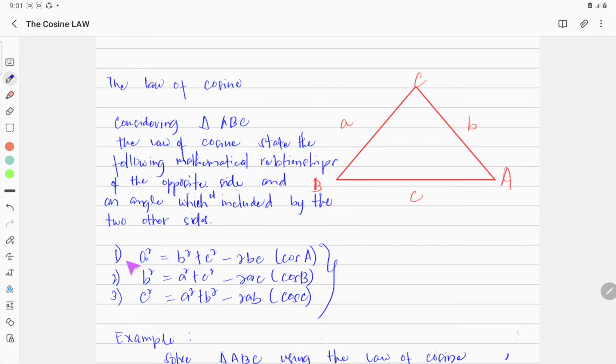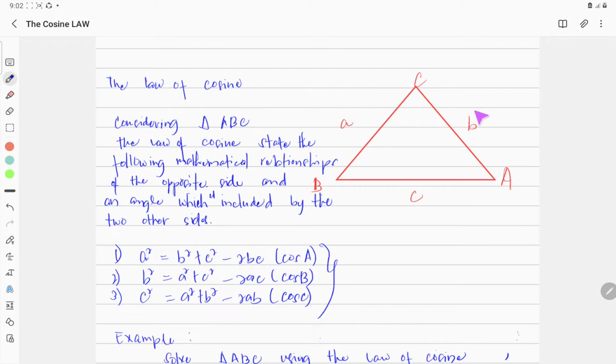The first one of the cosine law states that the square of the side is equal to the sum of the squares of the two other sides minus 2 times the two other sides times the cosine of A. So the pattern is: a squared equals b squared plus c squared minus 2bc cosine A. This is the pattern.